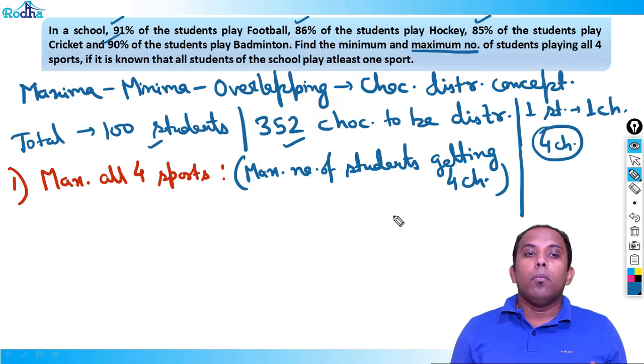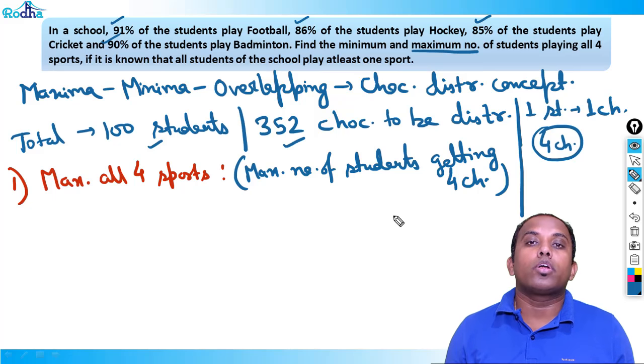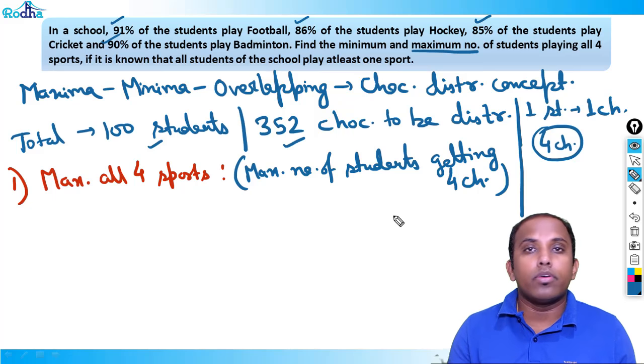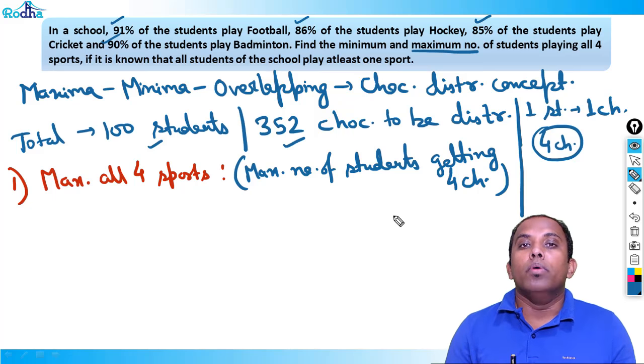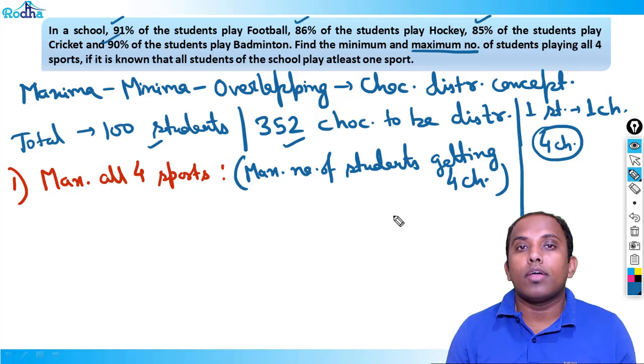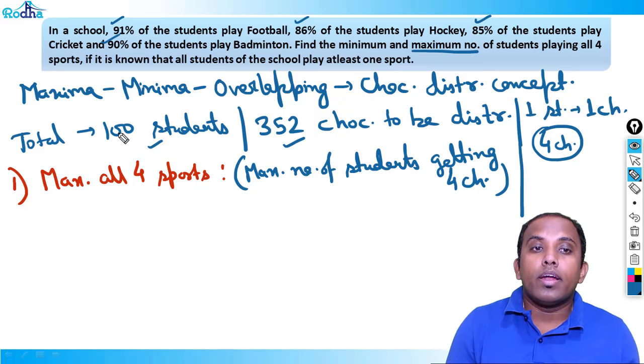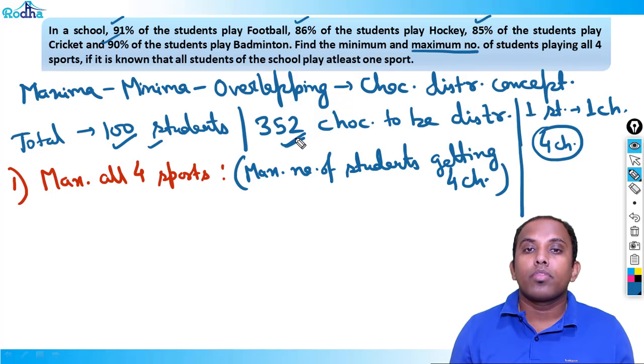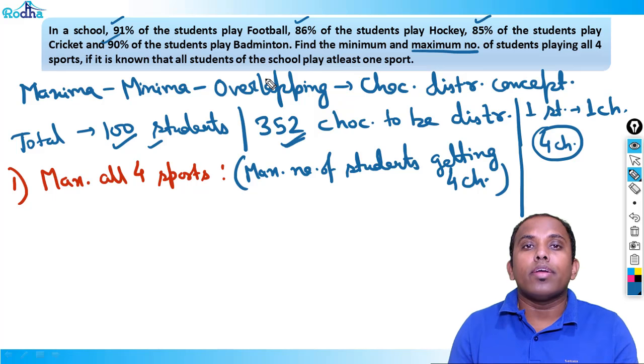So I'm giving a student playing 1 sport 1 chocolate, and to students playing all 4 sports I will give 4 chocolates. So I want the maximum number of students who will get 4 chocolates each, when there are 100 students and 352 chocolates to be distributed. So we have to satisfy the minimum condition first. What is the minimum condition here?